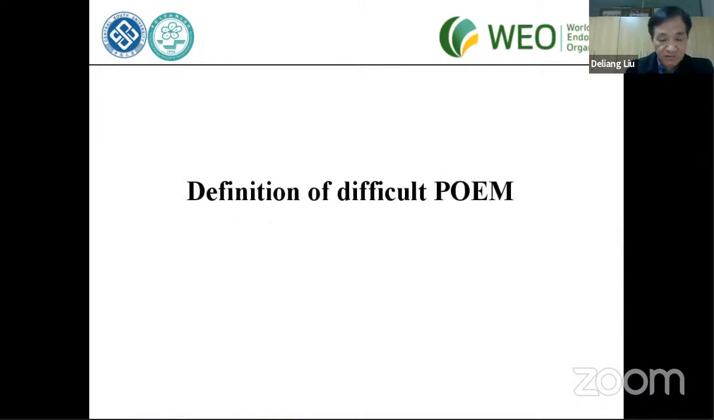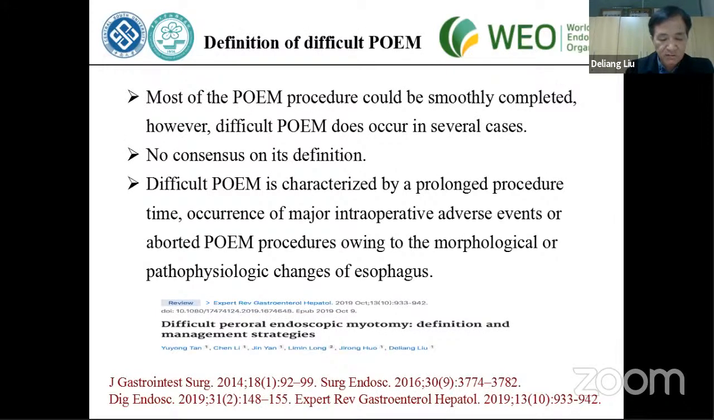About the definition of difficult POEM, although most POEM procedures could be completed, difficult POEM does occur in several cases. Different experts proposed different definitions. In 2019, we wrote a review about difficult POEM, and we proposed our definition. Difficult POEM is characterized by prolonged procedure time, occurrence of major intraoperative adverse events, or aborted POEM procedure owing to the morphological or pathophysiological changes of the esophagus.